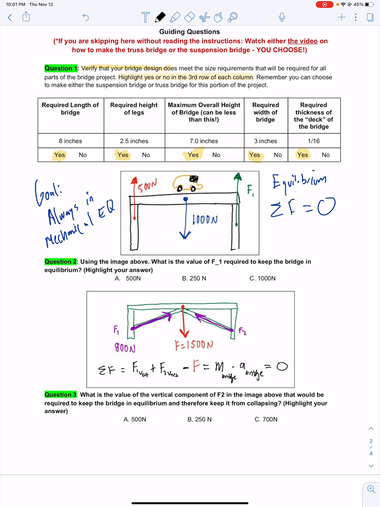In this case, we have 1,000 newtons down, we have 500 newtons upwards. So what must F1 be to make sure that we have 1,000 newtons up and 1,000 newtons down? Well, we know that the sum of the forces is equal to 500 newtons up plus F1 minus 1,000 newtons. And for us to be in equilibrium, that has to be equal to 0. So F1 must be equal to 1,000 newtons minus 500. And so our answer should be 500. Okay, it says highlight our answer. So of course we're going to follow the rules and highlight.